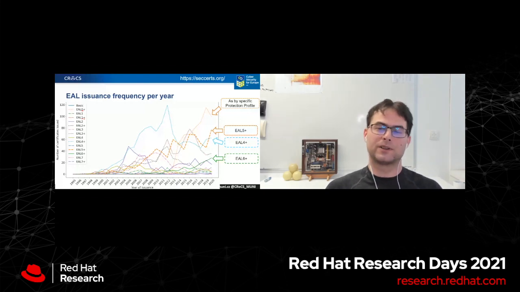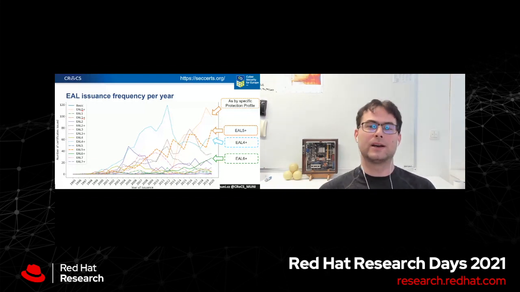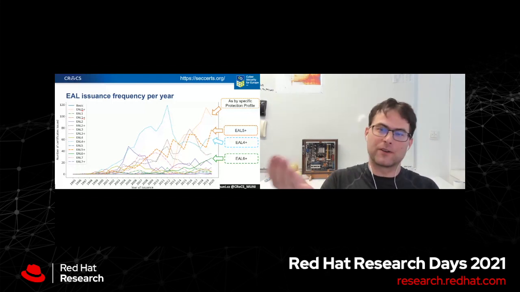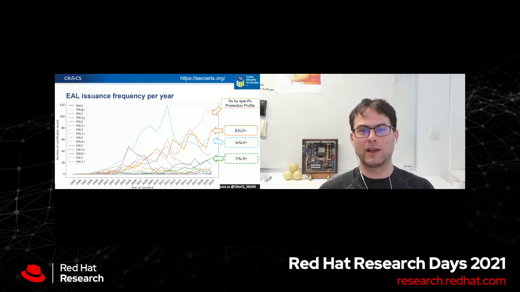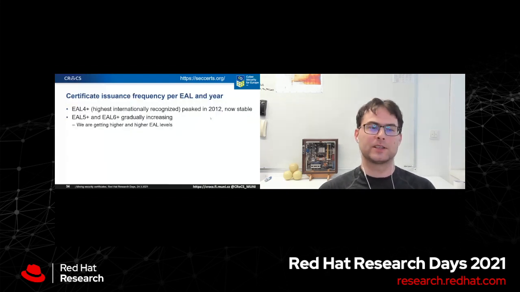So instead of directly saying we are level 4, they are saying this is according to protection profile, and then you will figure out what the protection level is based on that protection profile. Highest internationally recognized level, EAL4 plus, peaked in 2012 and now is basically stable. 5 and 6 plus are gradually increasing. So overall, it seems that the products are more and more secure.